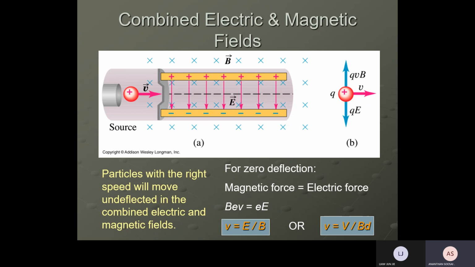How many of you are taking chemistry? Majority of you. Only 5. Okay, in chemistry you learn about the mass spectrometer. What is the function of a mass spectrometer?